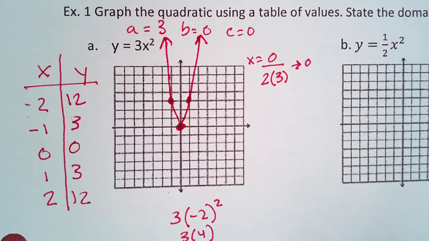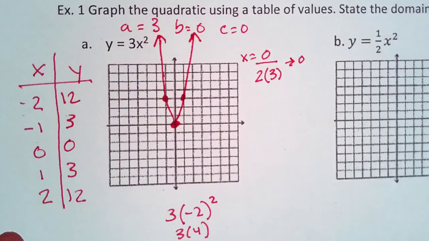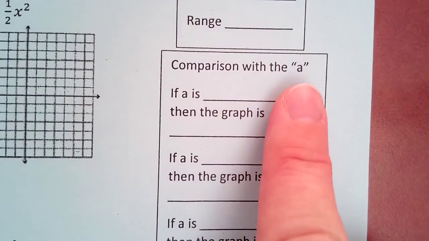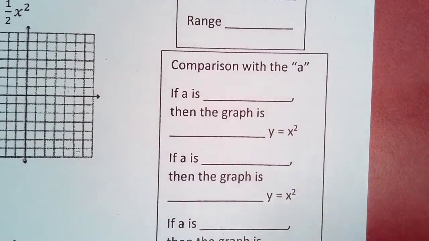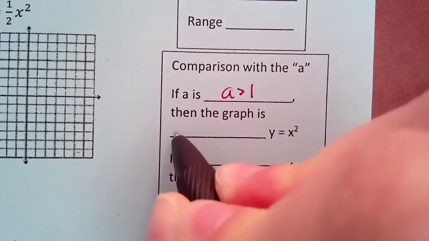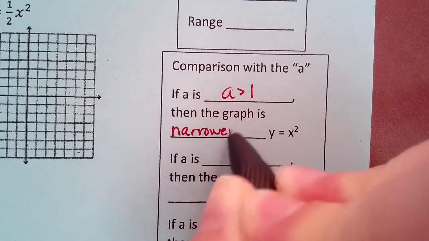So yeah, it looks like if my A is bigger than 1, it's narrower or skinnier. So that's what I want you to write up here. We're comparing the A's from our parent function, the most basic. So if A is greater than 1, the graph is narrower or skinnier.